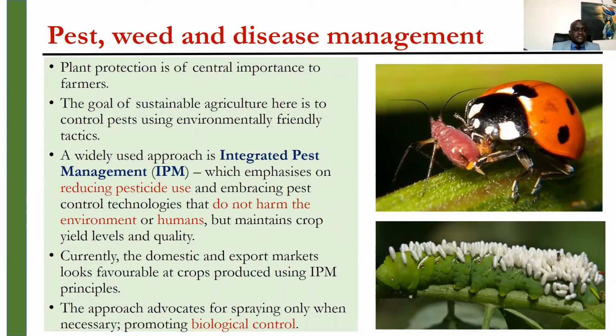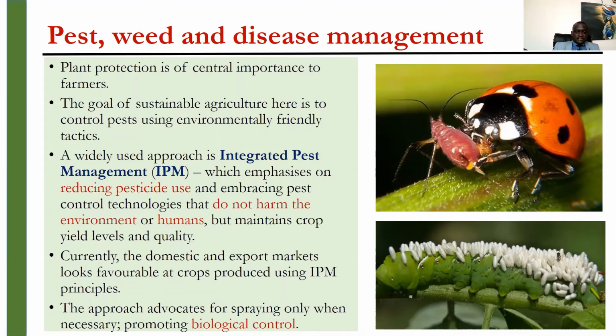The other one is pest, weed, and disease management. And here we note that plant protection is of central importance to farmers. And of course, the goal of sustainable agriculture here is to control pests using environmentally friendly tactics. And a widely used approach is integrated pest management, or IPM, which emphasizes reducing pesticide use and embracing pest control technologies that do not harm the environment or humans, but maintain the crop yields and quality as well.